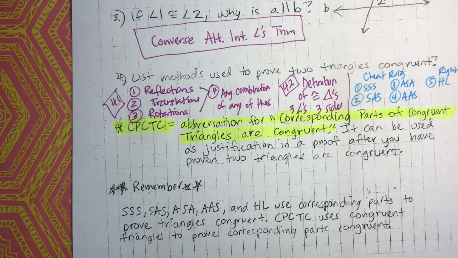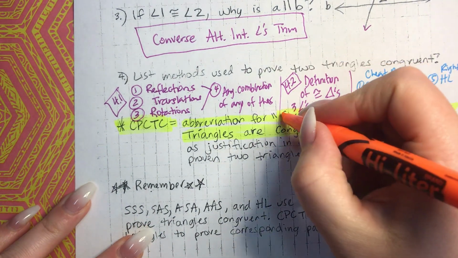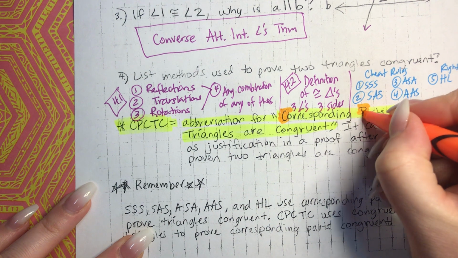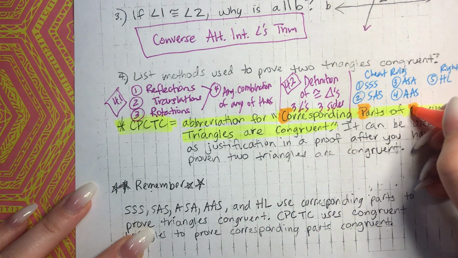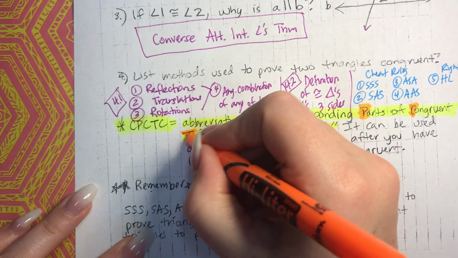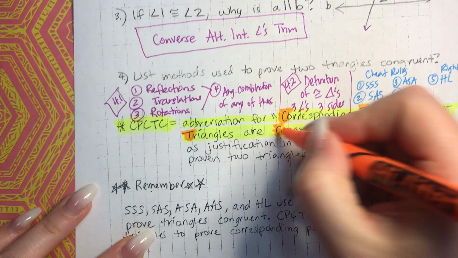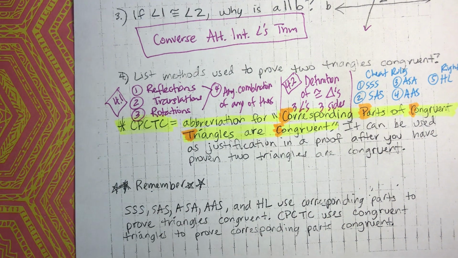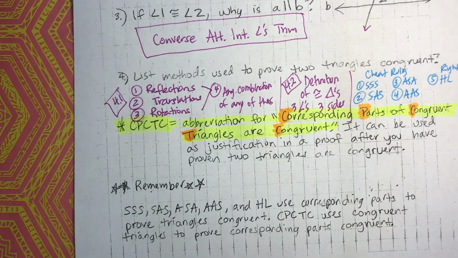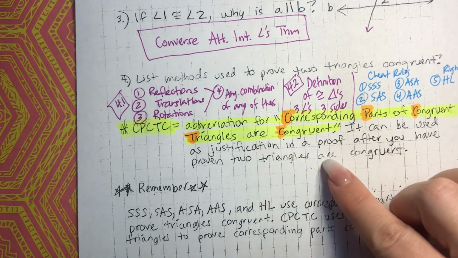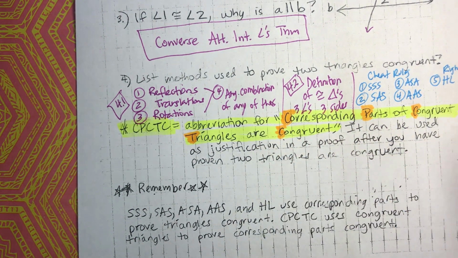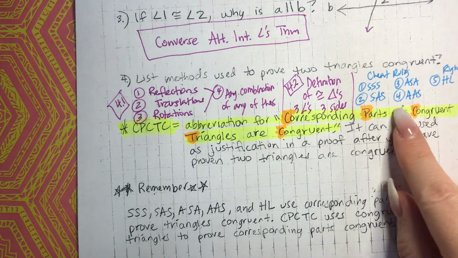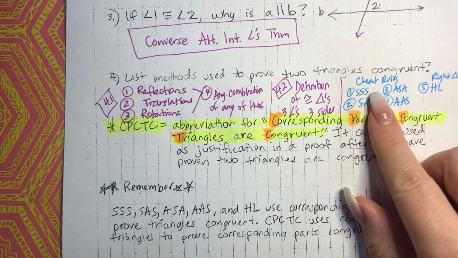Okay, so let's see here. There's my C, corresponding. There's my P for parts. There's my other C, congruent. Triangles are congruent. CPCTC. Okay? Corresponding parts of congruent triangles are congruent. Okay, so what does that mean? It can be used as a justification in a proof after you have proven two triangles are congruent. What are they talking about? Okay, let's talk about this. So, with the cheat rules, how many pieces of information do you need? Right? For side to side, you just need 1, 2, 3, right?